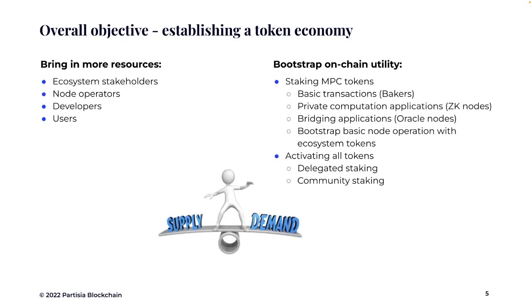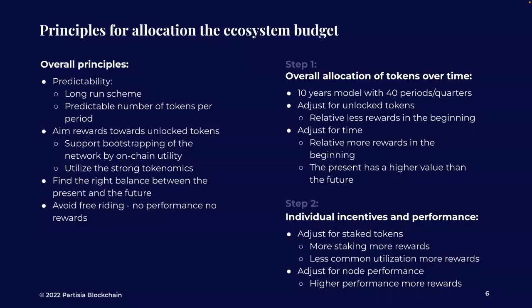So basic transactions are run by all the Baker nodes. We have the zero knowledge, the private computation by the ZK nodes, and the bridges by the Oracle nodes, and so on. And then we have what we are talking about here, the functionality of doing delegated staking, where you can put your MPC tokens to work with the node operators. The community staking is really how to do that. You can call that the marketplace, even though we are not setting any prices, but we do allocate tokens to node operators. So the principle for how we are doing this is as follows. It's all about a long run scheme. It's a 10-year allocation scheme.